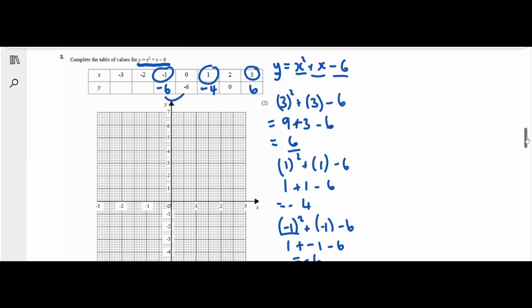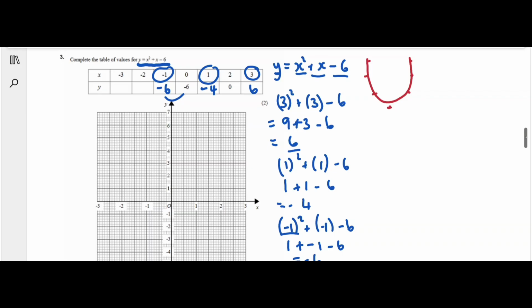And if you know about quadratic graphs, they are always a U shape. That's what makes them quadratic. And that's why they start to mirror, because the y values start to mirror either side of the graph as it goes up.